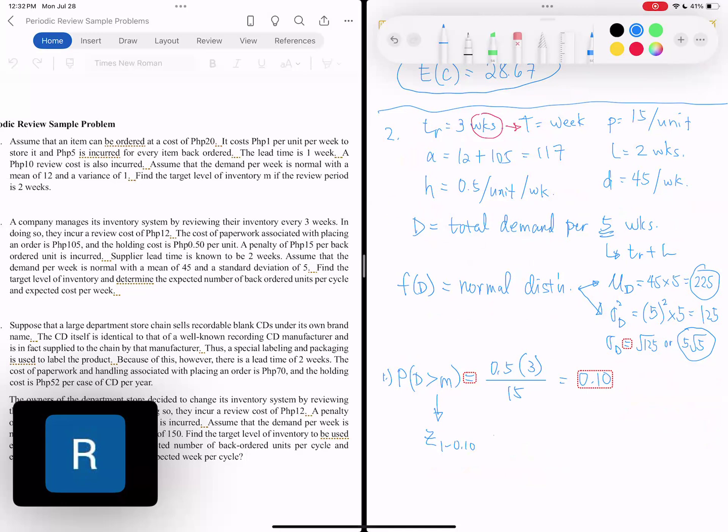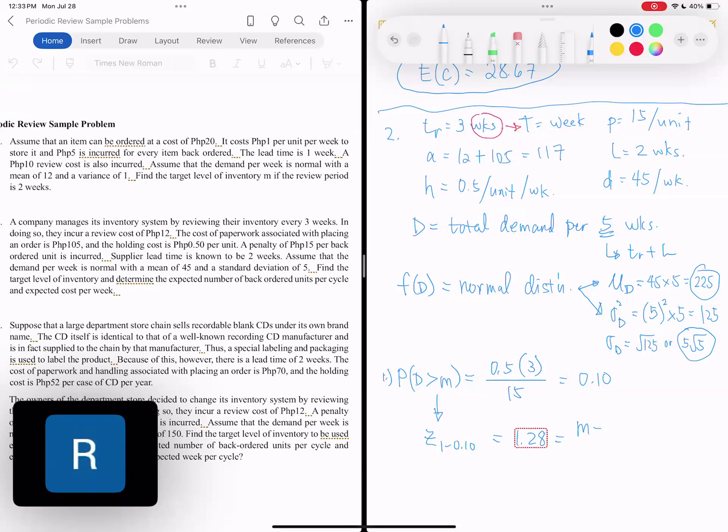Let's look for the value in the table. If you have a Z table, for Z of 1 minus 0.1, or 0.9, the closest in the table is 0.8997 in your Z table. So you can just look that up, and the value of Z is 1.28. When you review, please look for the Z value from the table. Practice. So that would be equal to your M minus your mu D.